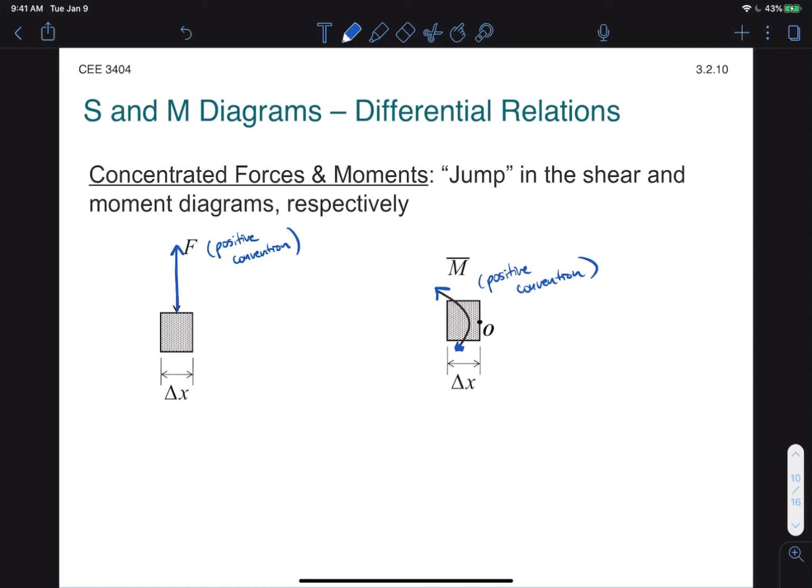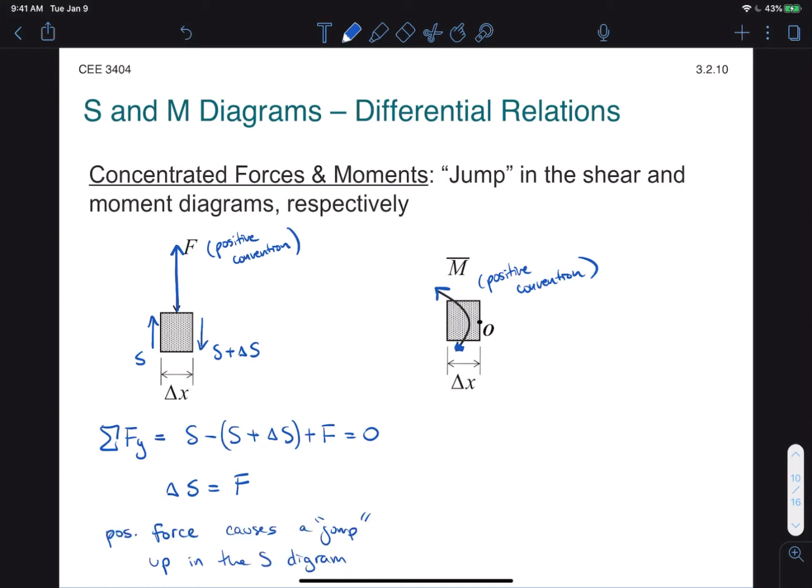So let's do sum of forces in the left element to get the change in shear. As you can see, this simplifies rather easily to delta S equal to F. So a positive force will cause a jump up in the diagram. Now let's look at sum of moments in the second element, and we'll do that sum of moments around point O. As we can see, this causes a slightly different result. We get delta M equal to negative M bar, and therefore a positive moment counterclockwise causes a jump down in the moment diagram.